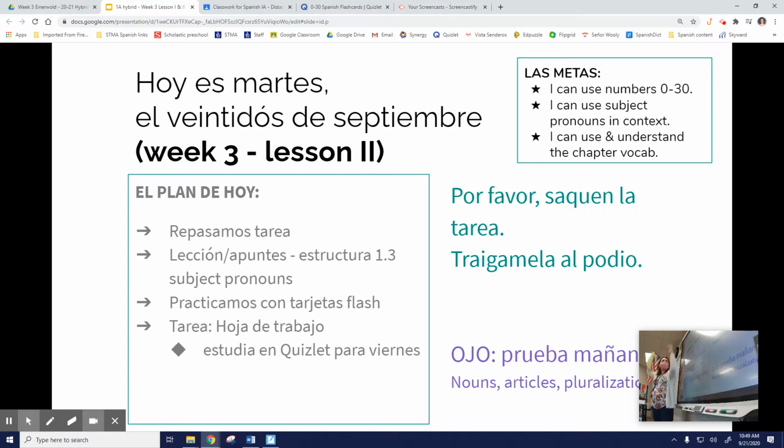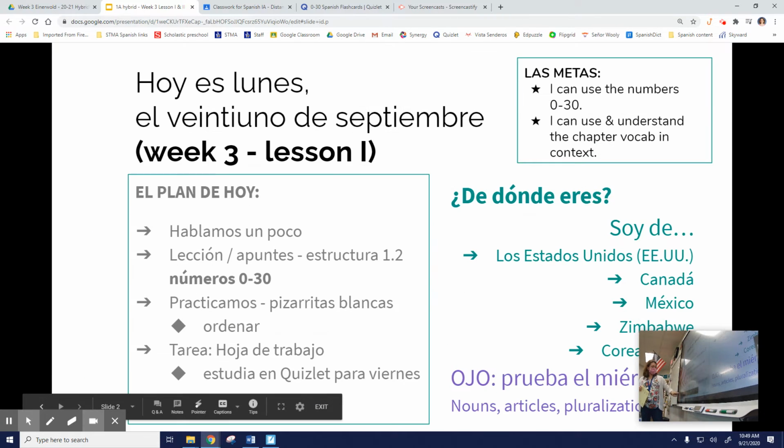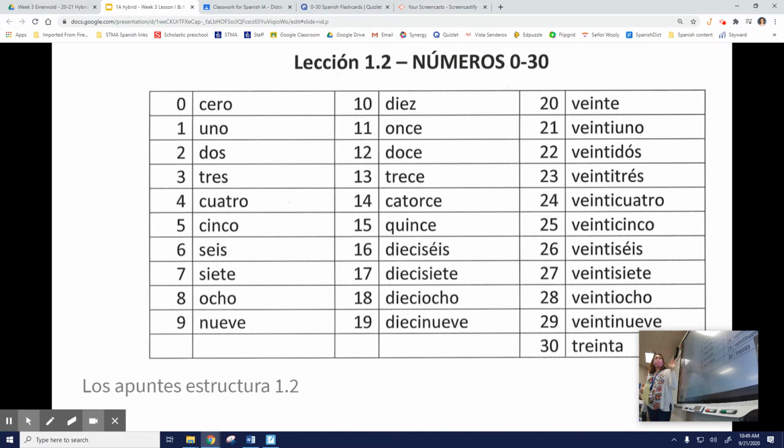Brillante, Brady, excelente. He said if you know the first 10 numbers, this board is really sensitive, so if I even brush it gently, it moves. If you know the first 10 numbers, then all you have to really memorize after that is like 10, 20, 30, 40, 50. Excelente. The same is true in English, right, guys? Numbers are all about patterns.